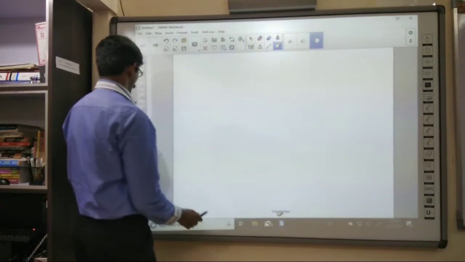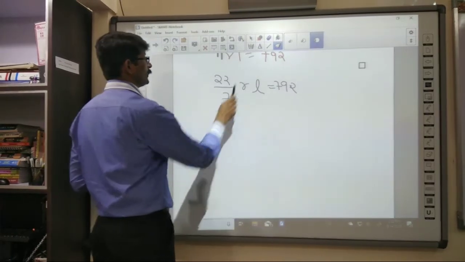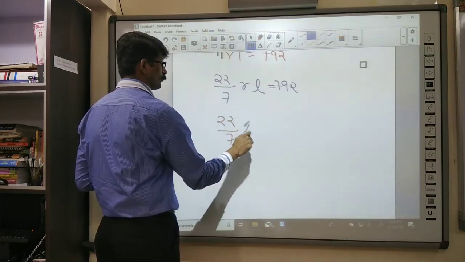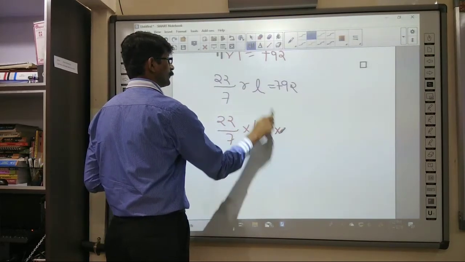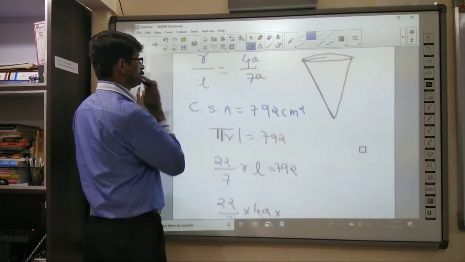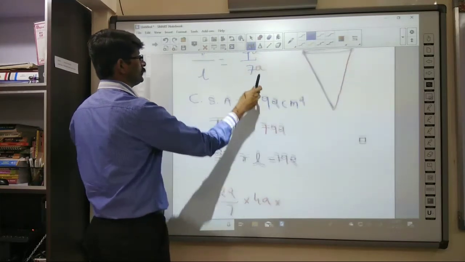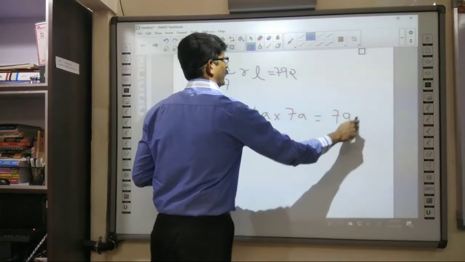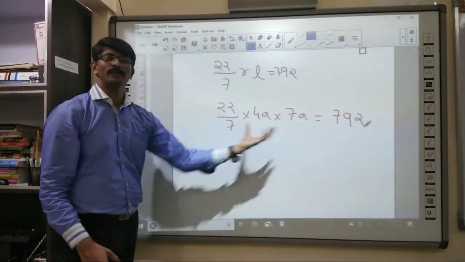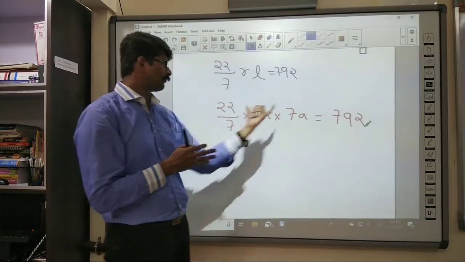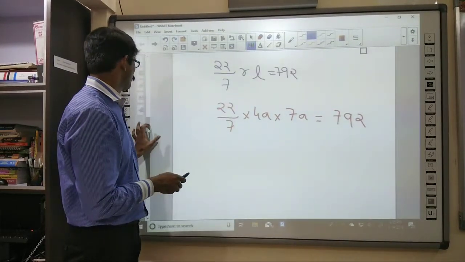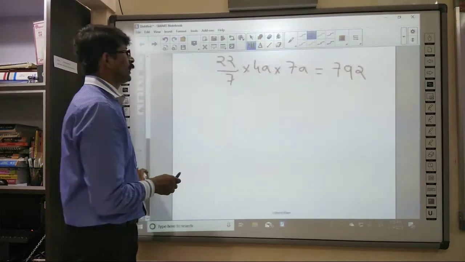So if we substitute that, 22 upon 7, substitution for R is 4a, substitution of L is, look at this, R is 4a and L is 7a. If I substitute this, that equals 792. From these, I'm going to get the value of a. And once I get the value of a, I'm going to do this.